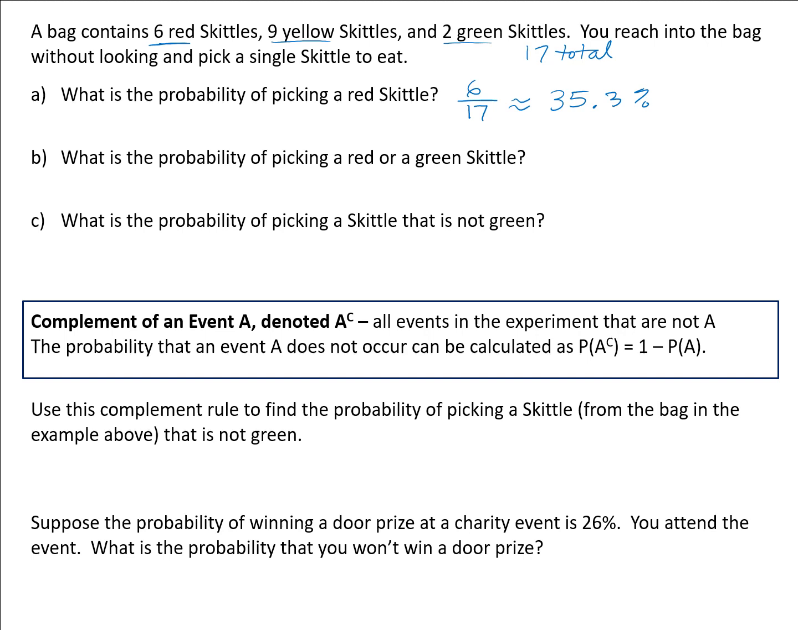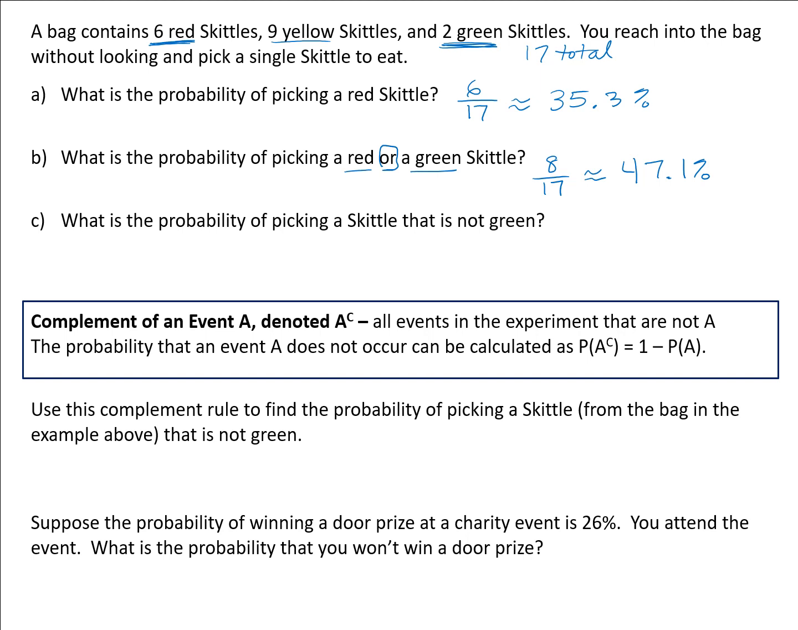Another example, what is the probability of picking a red or a green Skittle? So here we have an or, which means we need to look at all the options of either one of these two things happening. Well, there's 6 red and 2 green, so that's 8 possible ways this could happen out of a total of 17 things in general that could happen. 8 out of 17 is the probability of getting a red or green, or converting that to a percent, that would be 47.1%. Again, I'm rounding at the first decimal point.